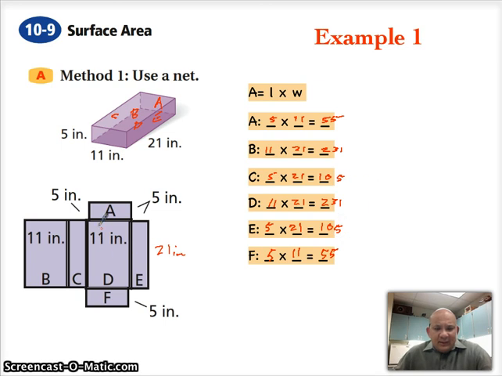Now that we've got the area of each of these rectangular surfaces of the prism, we simply add these all together, and I'm going to cheat here, and all these added together come out to be 782. Of course, we have to have a label. This is area, so this is inches squared, 782 inches squared.